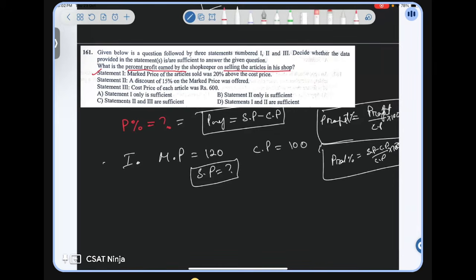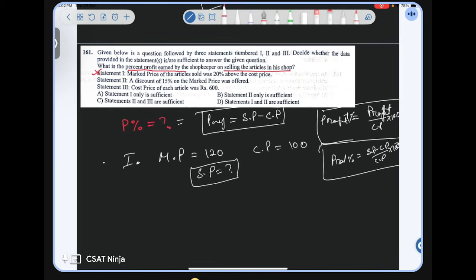So statement number 1 alone is not sufficient to answer, because what you know is the mark price, yes, you know the cost price, yes, but you don't know the selling price. But if you want to get profit, you should know at what price you have sold the items, right? So in this case, we don't know. So statement number 1 alone is not sufficient to answer.